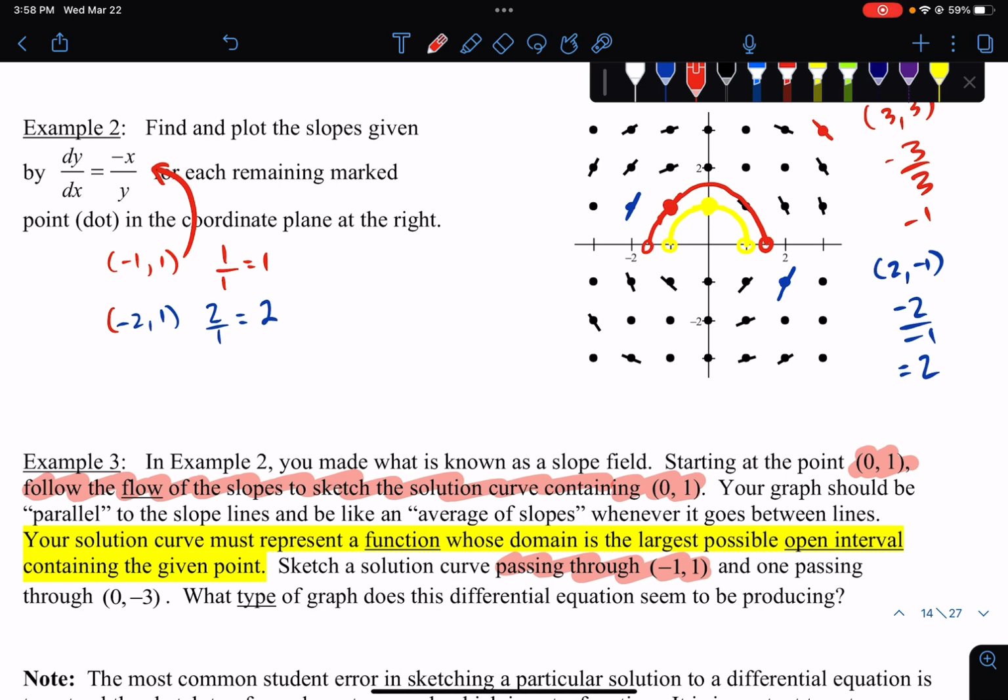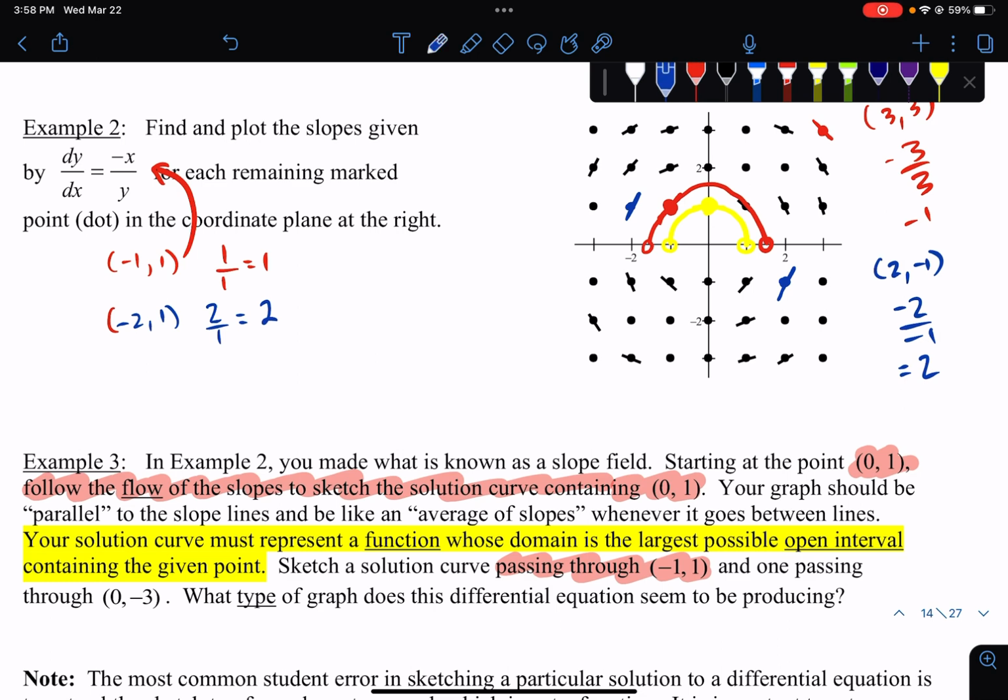In general, if I work my way out, all of my curves should follow the same pattern and be parallel to each other, right? They're going to go through different points, but they're going to have the same shape. These are all semicircles. They have that same basic shape.